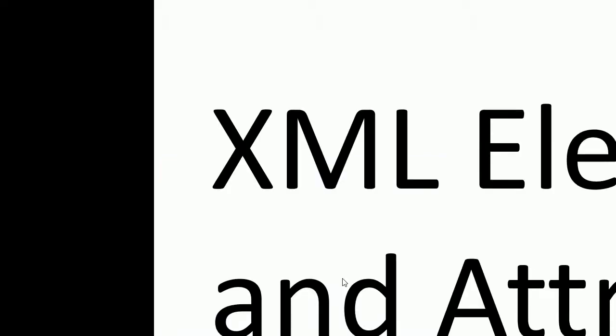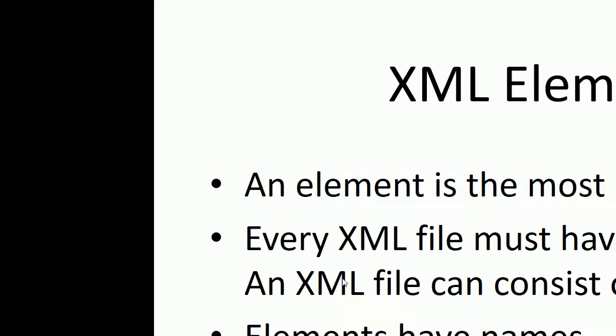So XML is primarily made up of elements and attributes. So, XML element basics. An element is the most basic XML building block. Every XML file must contain at least one element. An XML file can consist of just one or many elements. Elements have names. There's a set of rules there at that URL around the rules for naming elements.